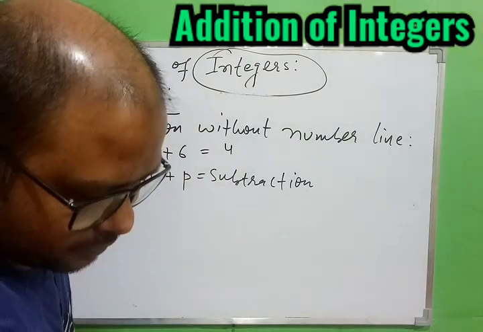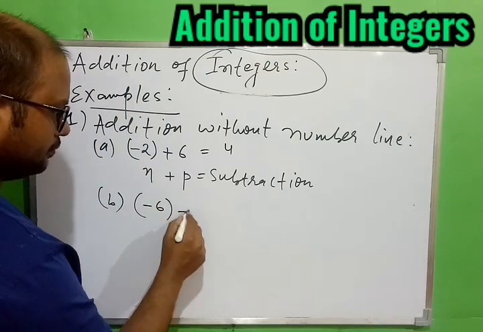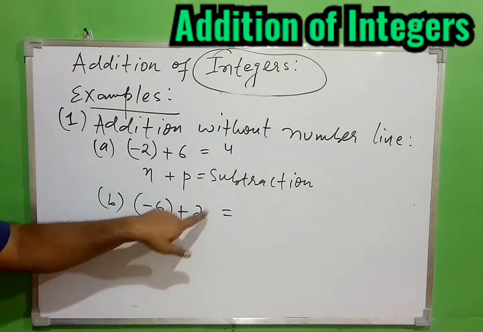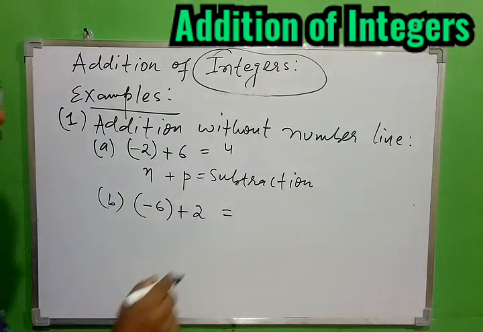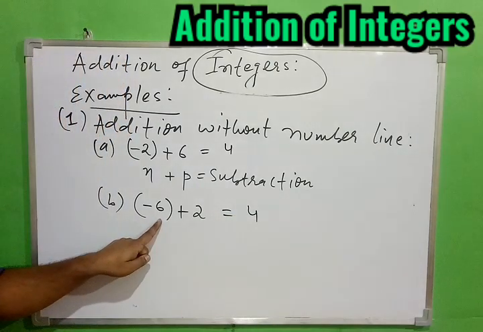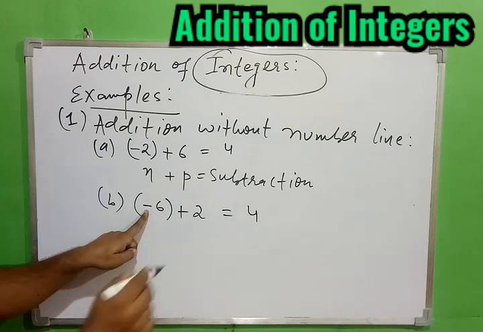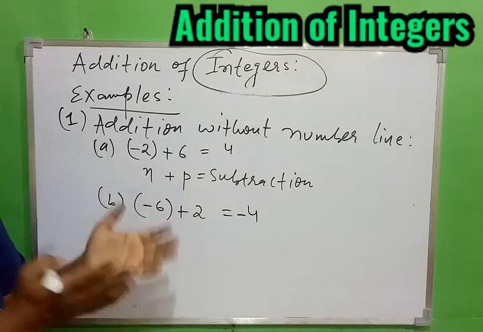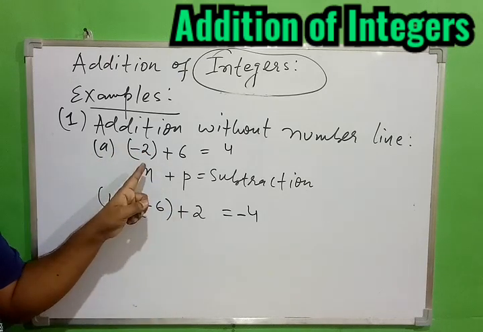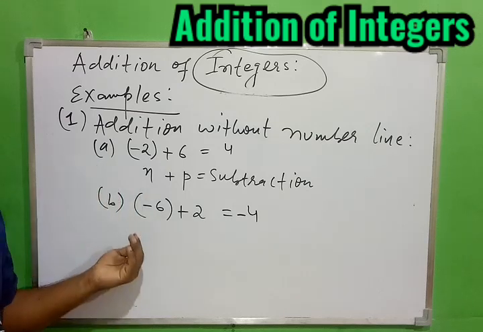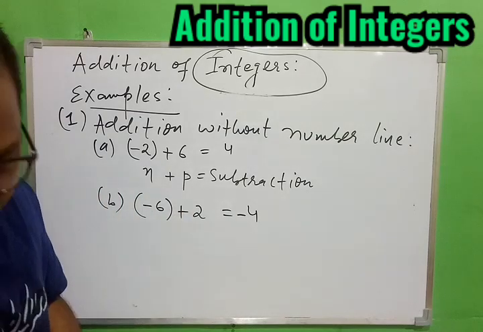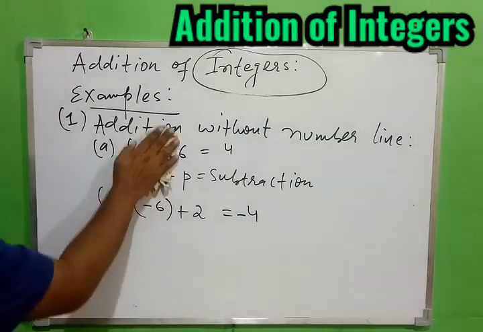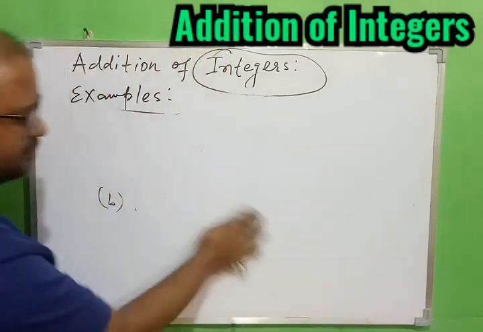B is given to you, minus 6 plus 2, just the opposite. So again we have negative and positive only, so subtraction has to be done. 6 minus 2 is how much? 4. Now here we have 6 greater than 2, and in front of 6 what we have? Minus sign, so the answer should be negative. So always remember this rule: when we have positive and negative, do the subtraction and then see the number which is greater. In front of that number, whatever sign we have, positive or negative, that sign should come in the answer. That's it.